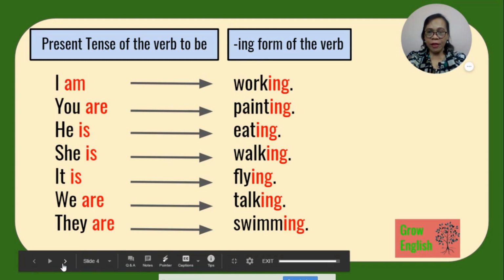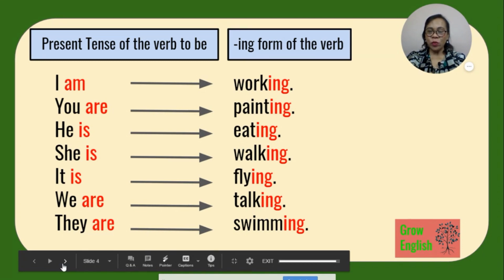Now, on the slide, you can find two columns. We have the first column, the present tense of the verb to be, and the second column, the ing form of the verb. So please take note for the first column. We have here words highlighted in red. We have the am, the is, and the are. So they are the present tense of the verb be, and the subjects, which are the I, you, he, she, it, we, and they.